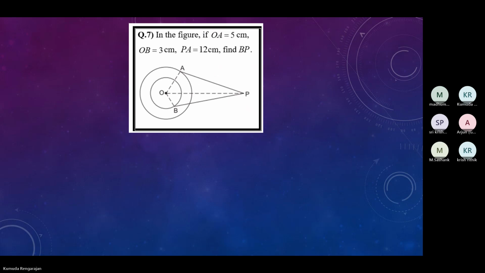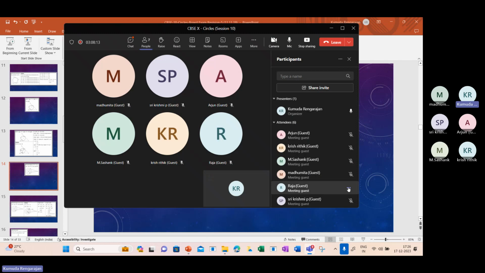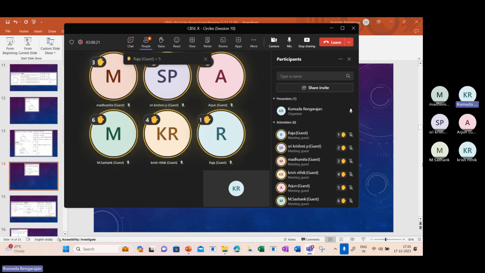Okay. Class, use the emoji. Raise your hand. Raja, Krishmi, Madhumita, Krish, Arjun, and Sashank.